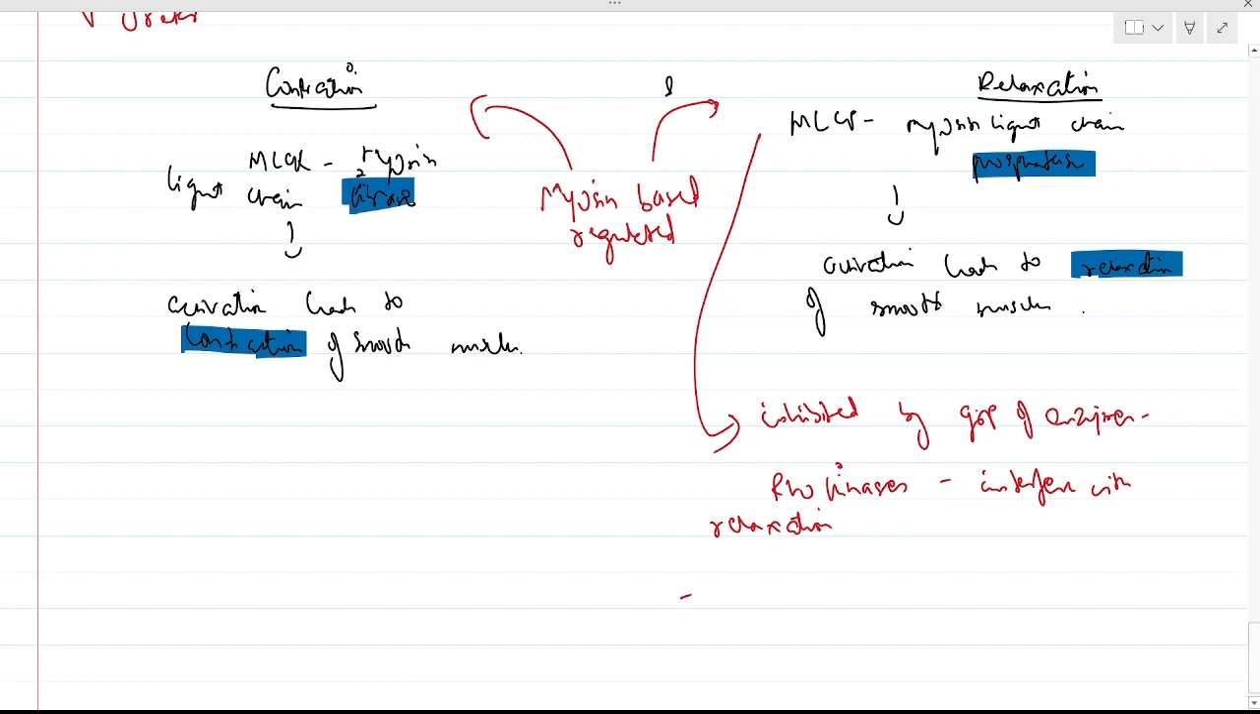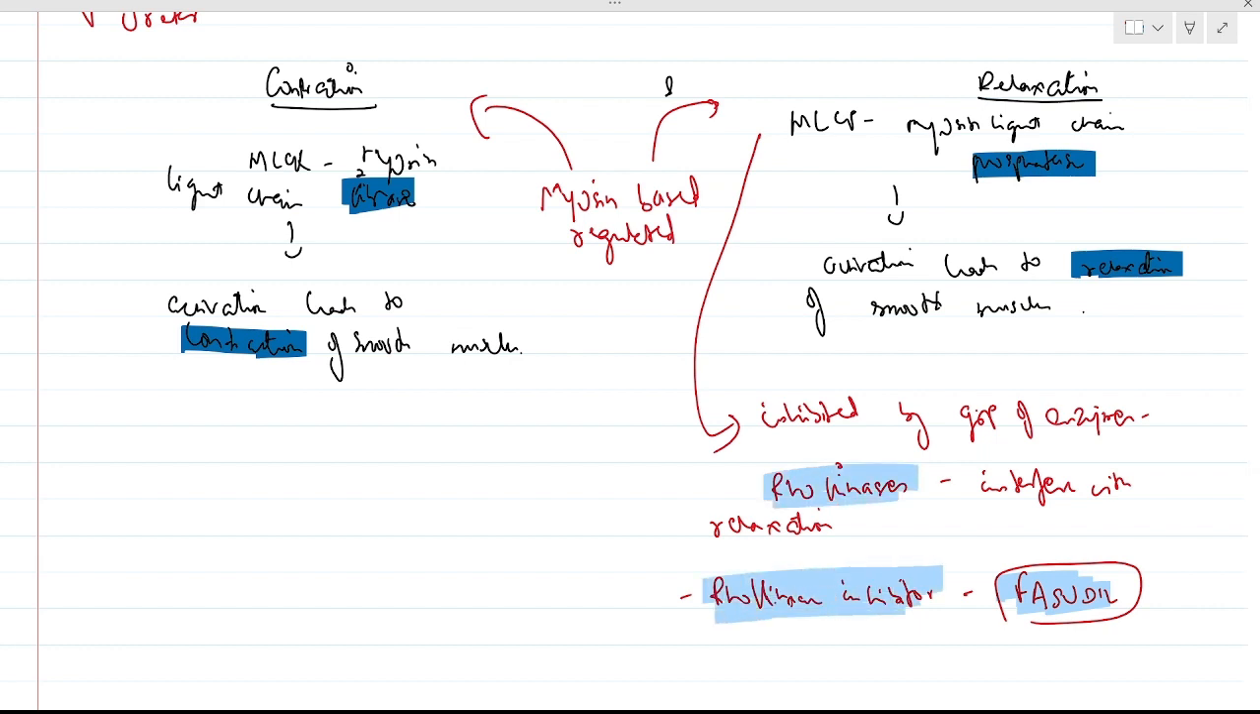Now we have a Rho kinase inhibitor. There is a drug that inhibits the Rho kinase and in turn allows the relaxation to continue properly. This is our fasudil. This drug is a Rho kinase inhibitor. So the phosphatase inhibited by Rho kinase is freed, which will allow the relaxation of smooth muscles without any further intervention.